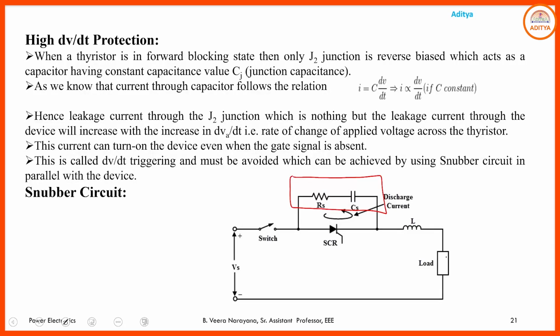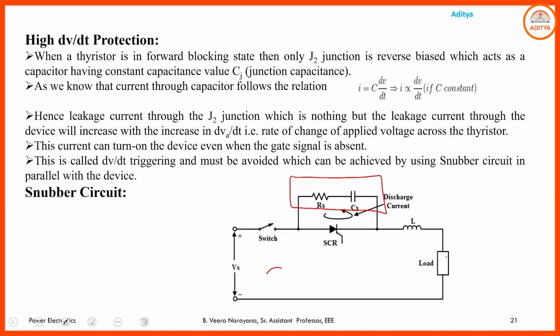The Snubber circuit consists of a capacitor and a resistor. Here this capacitor is called the Snubber circuit capacitance and this resistance is the Snubber circuit resistor. The Snubber circuit is used to protect the SCR from the dV by dt rating, hence it is called the dV by dt protection circuit. And this inductor is used to limit the di by dt current. So to protect the SCR from the di by dt rating, we keep an inductor in series with the SCR, and this Snubber circuit, consisting of a capacitor and a resistance, is kept across the SCR.